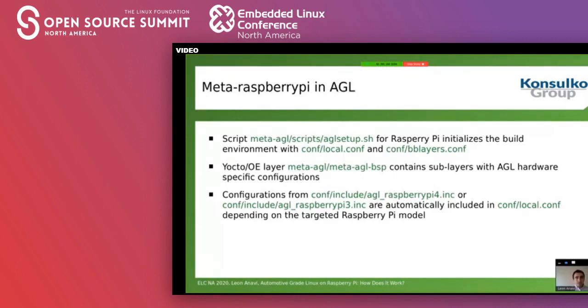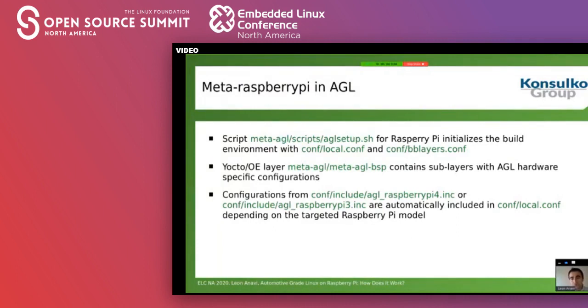Meta Raspberry Pi in AGL is done in the following way. When you run the AGL setup script for Raspberry Pi, if you specify Raspberry Pi 3 or 4 as a targeted machine, it initializes the build environment by automatically populating conf/local.conf and conf/bblayers.conf. So Meta Raspberry Pi will go into the bblayers.conf file in order to take advantage of all the things that it brings for supporting AGL. Furthermore, there is one sublayer of Meta AGL called Meta AGL BSP, which contains hardware-specific configurations. So AGL setup will take care of automatically loading it also in the bblayers.